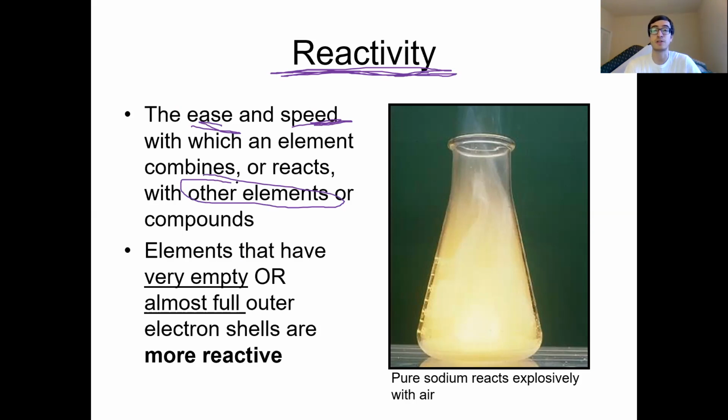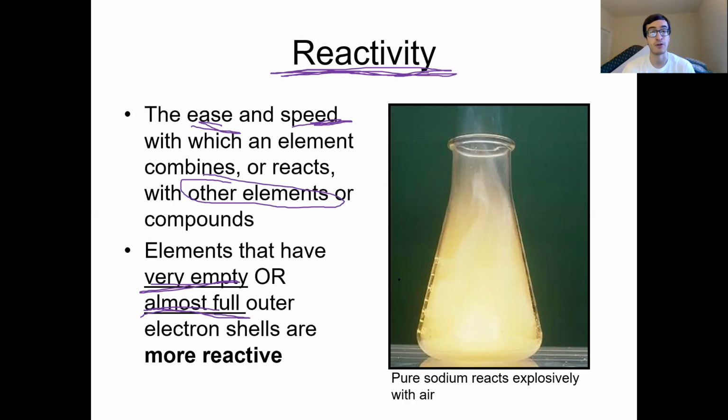So, like I mentioned before, atoms are really happy when their electron shells are full. Atoms are very unhappy when they have very empty or almost full outer shells. By very unhappy, what I really mean is that they are more reactive, because they really, really want to do a chemical reaction with another element so that they can get that full shell. They can either give away or take a new electron.